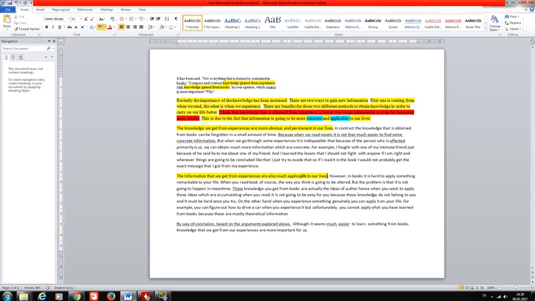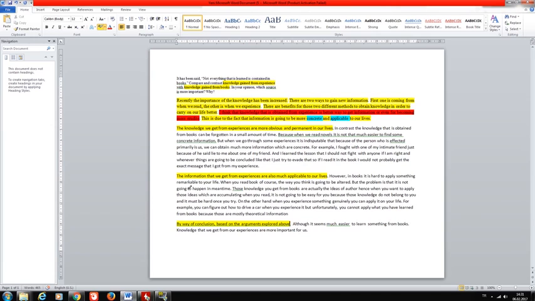Again, the same thing with the first body paragraph, giving a lot of examples, detailing it, just a clear image. That's what it is. The rest is all about it. So in the conclusion part: by way of conclusion, based on arguments explored above, although it seems much easier to learn something from books, also it's already discussed. It's already been discussed during those two body paragraphs.